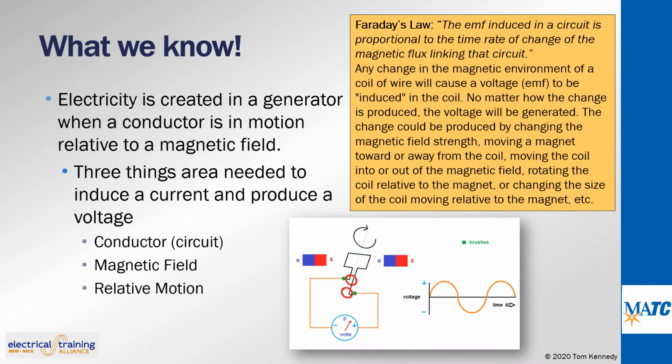To review, previous lessons have given Faraday's law: if a conductor is moving relative to a magnetic field, a voltage will be induced into that conductor. Therefore, three factors need to be present to achieve this induced voltage: a conductor, a magnetic field, and relative motion between the conductor and said field.